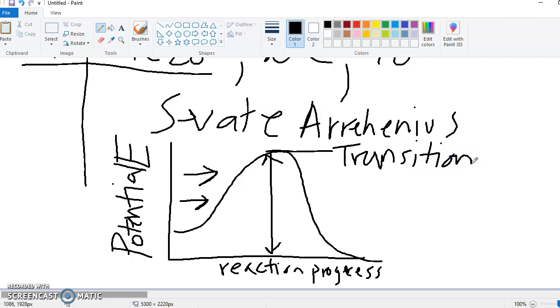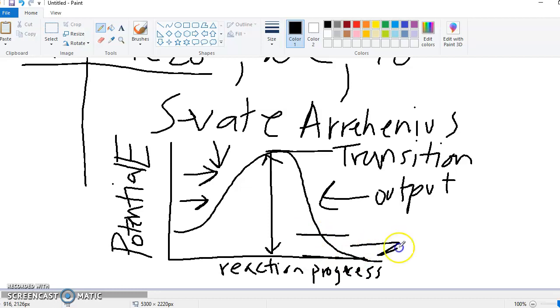All right. So we know that this side of the energy is the input, and this is going to be the output. So the rate of my reaction is not determined by the change in energy, only by the activation energy needed.